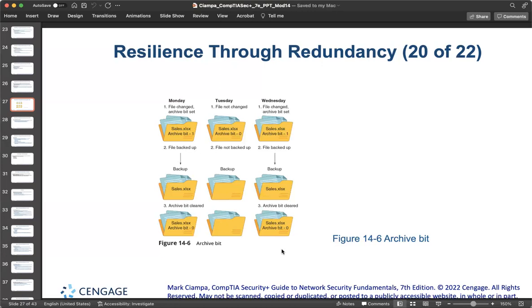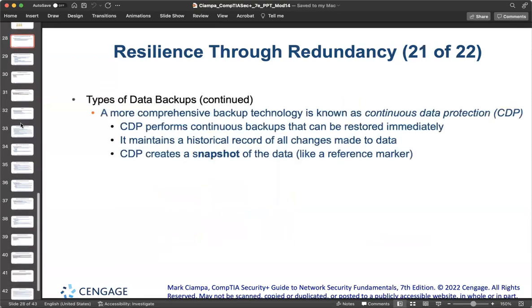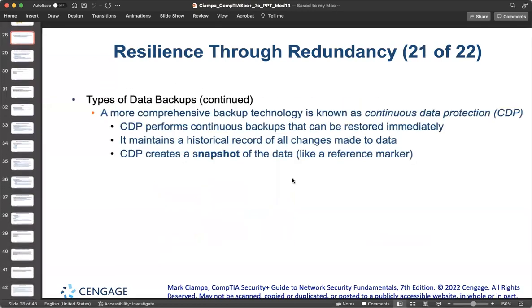Again, think about the fact that the backup may happen at 2 p.m. every day. And if the file changes at 1 p.m. and the disaster happens at 1:30 p.m., you're going to lose the information for Tuesday. However, you can go back to Monday and have all the information over there.